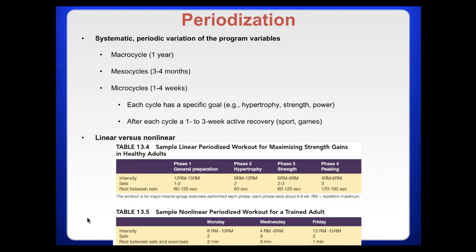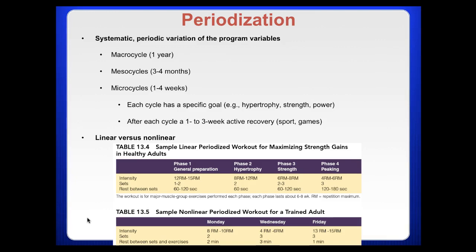If we look at table 13.5, we see a non-linear method here. And this basically shows us that there are daily fluctuations in training volume and intensity. So if a person is performing 2 sets of 10 reps with a moderate load on Monday, then 3 sets of 6 reps with a heavy load on Wednesday, and 1 set of 15 reps with a light load on Friday, and by changing up the intensities, they can minimize their risk of overtraining and maximize the potential for maintaining training-induced strength gains.